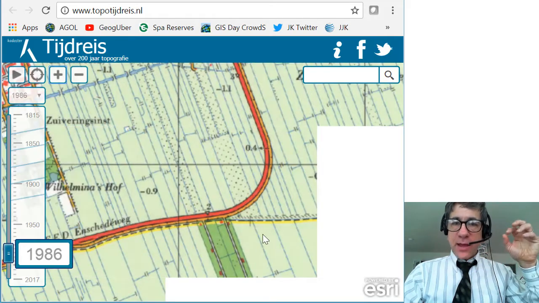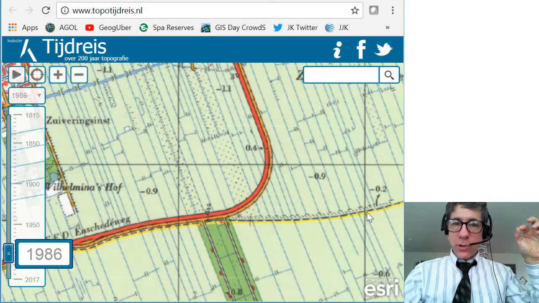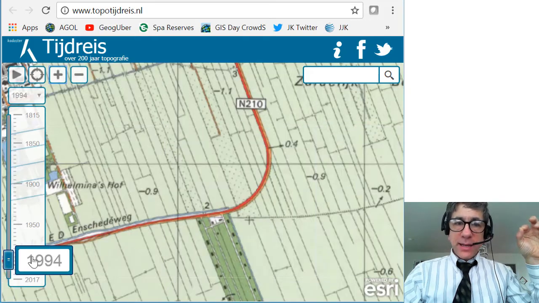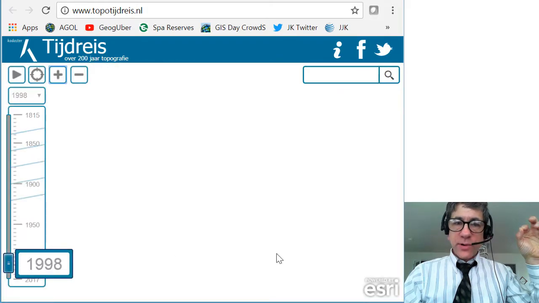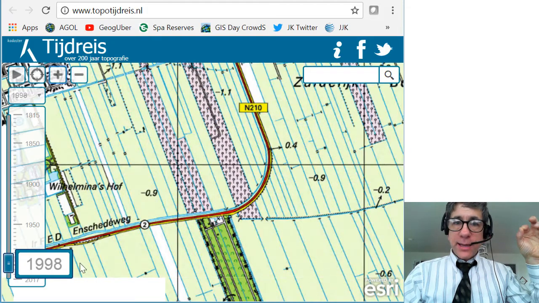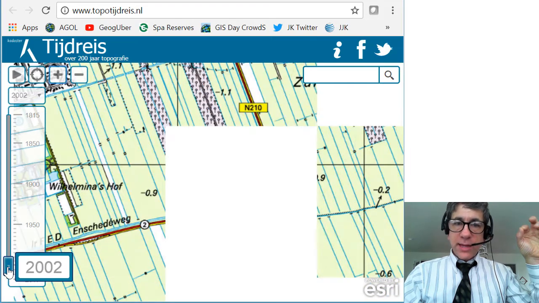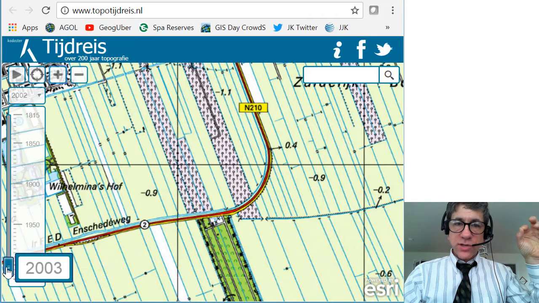So in the 80s, this was before the roundabout was built and before the N210 was expanded there, so we can kind of go up and scale on this left side here and find out when that additional highway was built. Looks like it's after 94, and then we've got 1998 there. It was just a small trail then. By 2002, it was still just a trail.